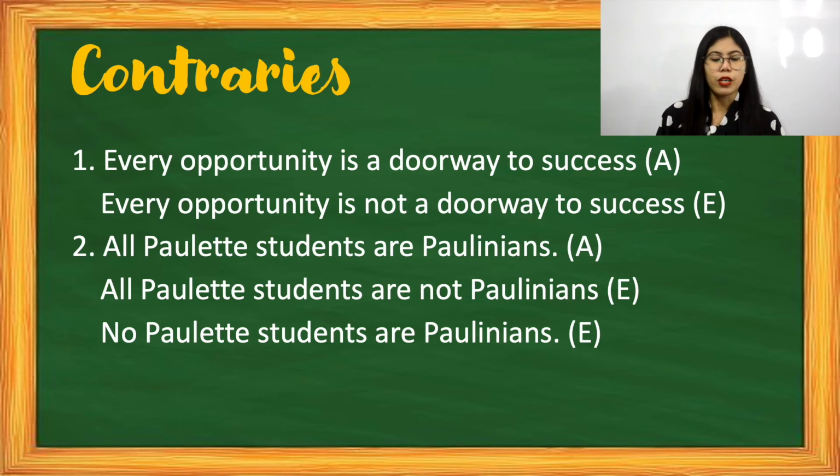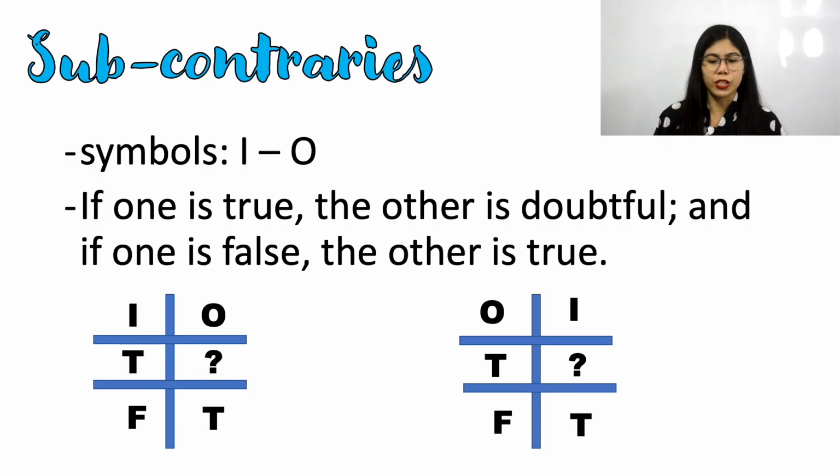Another example, all Paulette students are Paulinians, that is A symbol. Next, all Paulette students are not Paulinians, that is E symbol. Or to state negative universal, you can also write no Paulette students are Paulinians, letter E. Now let's move on to subcontraries.